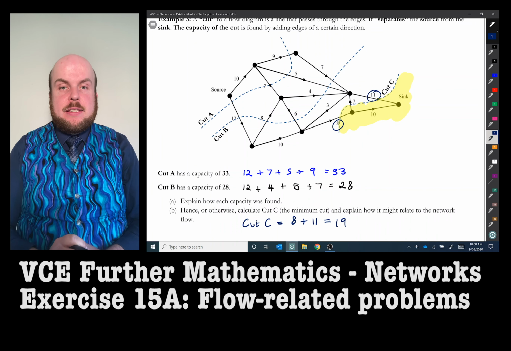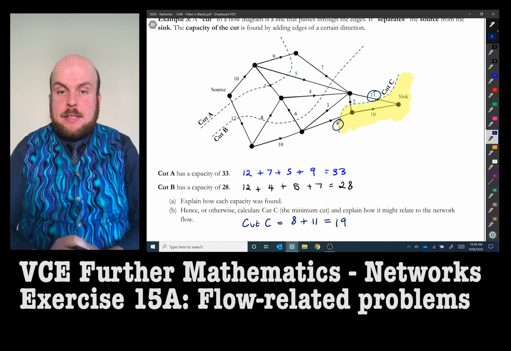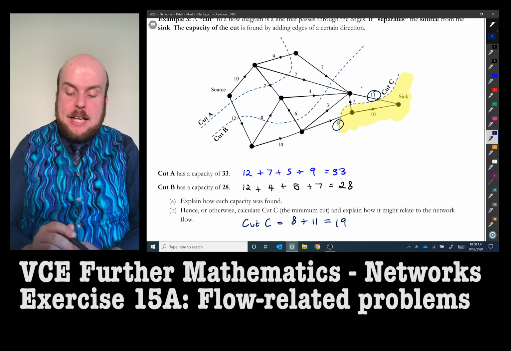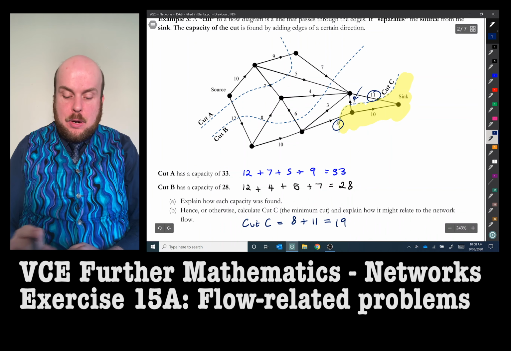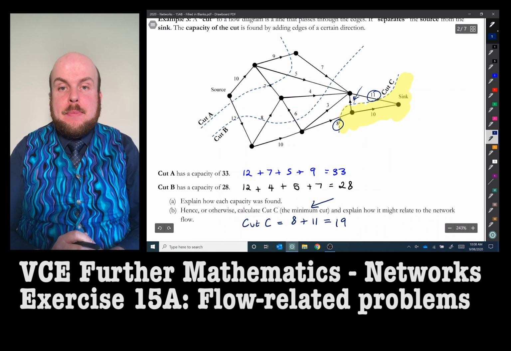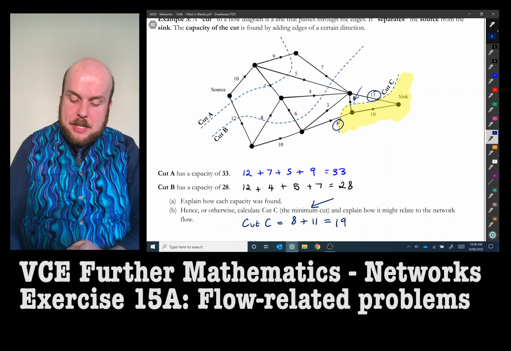So with cut C, I used the same technique, which is I just highlighted the sink side, and you'll see there I've just circled 8 and 11. The reason is that those are the only ones where the edges are pointing into the yellow side. The one marked with a 7 here is pointing the other way. Now, why this is useful is that this is a minimum cut. If you find the minimum cut of a flow diagram, you are able to find the maximum flow. So the minimum cut will always give you the maximum flow.